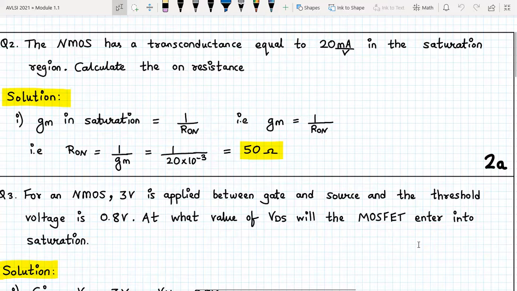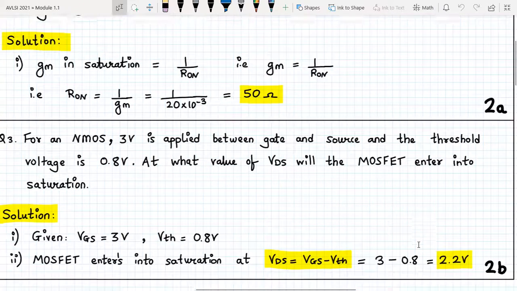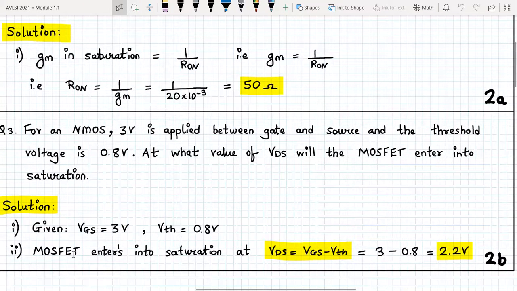Now remember, what is the condition for MOSFET to just enter into saturation? Its VDS value should be equal to VGS minus VTH. Okay, so that's the condition. When the MOSFET enters saturation, or we can say it is at the edge of saturation, it happens when VDS is equal to VGS minus VTH. Here we have VGS equal to 3 volt and VTH equal to 0.8. So 3 minus 0.8, it will be 2.2.